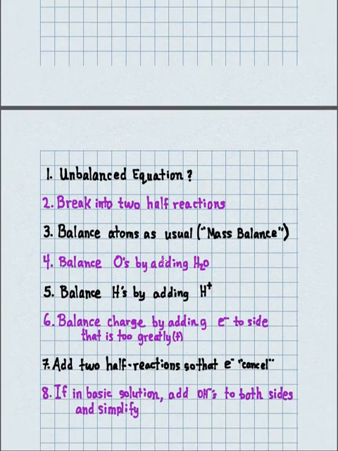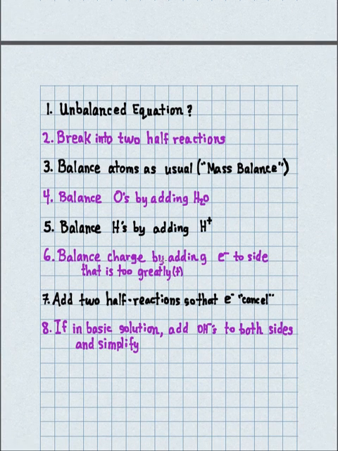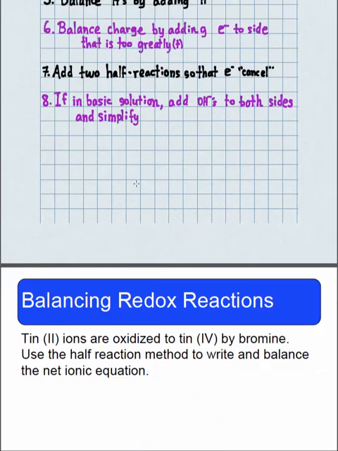But another common way to balance redox reactions is what I call the method of half reactions, where I go through these steps and try to balance the oxidation half reaction and the reduction half reaction. Then I go ahead and add them back together to make the overall reaction. Let me not even bore you with reading those steps to you. I'm just going to do a few.